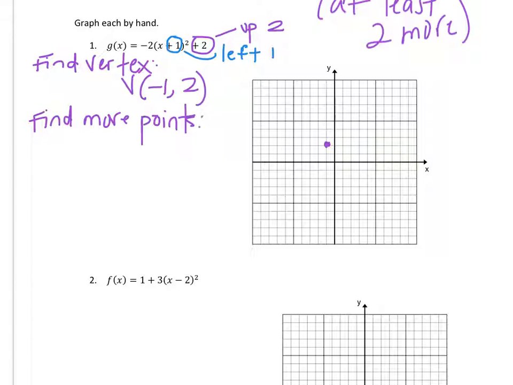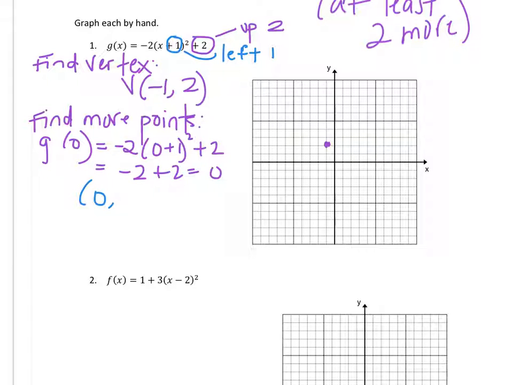Okay, so what points do we pick? And that's kind of up to us. We would like some on both sides of the vertex. So one easy point always to pick is the y-intercept, which would mean to do g of 0. If x is 0, we're going to end up finding the y-intercept. So let's see what happens. We get negative 2 times (0 plus 1) squared plus 2. So we have 1 squared, so negative 2 plus 2, we get 0. So we know another point that we can plot is 0, 0.